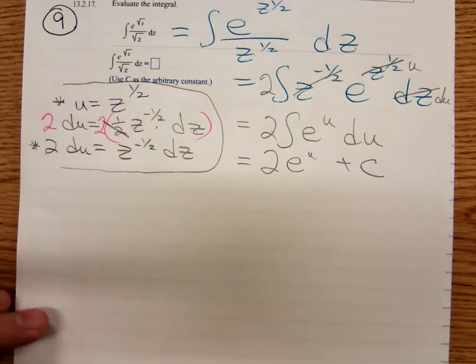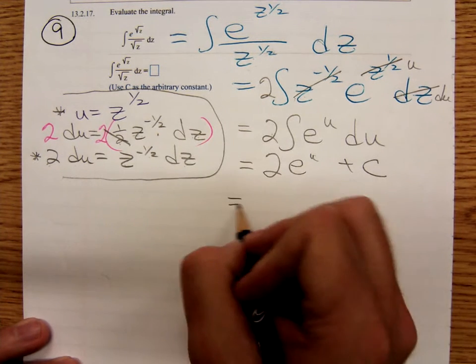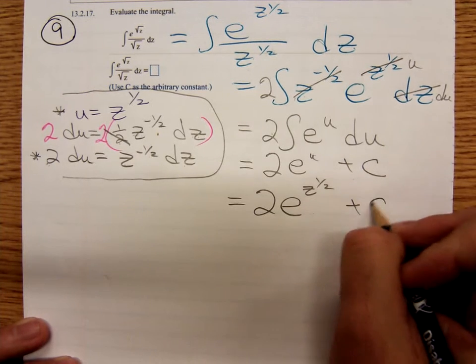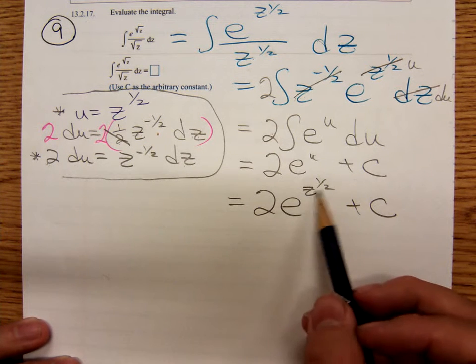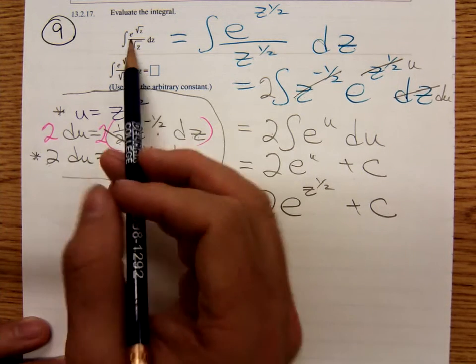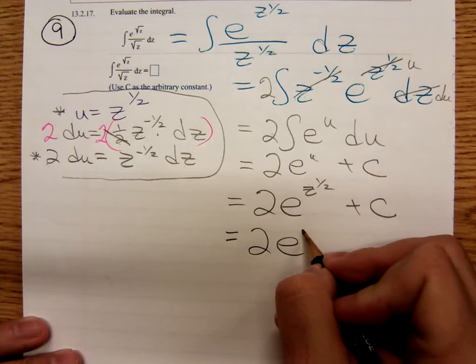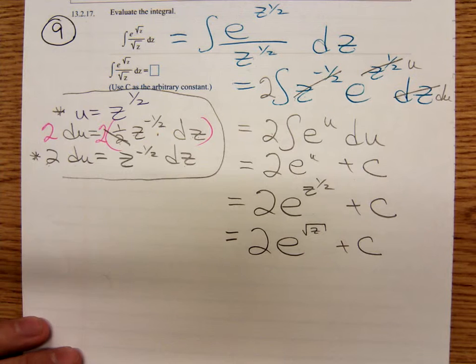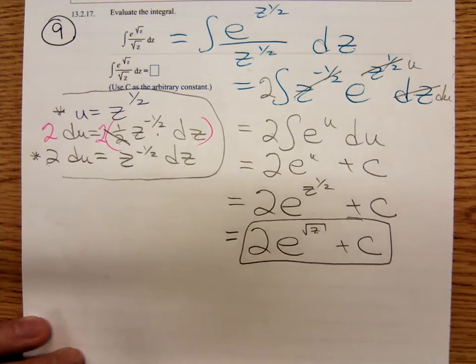One thing left to do. What is it? Okay, so rewrite that u as z to the 1/2 plus c. And I think that z to the 1/2 would look better if I wrote it as the square root of z, the way it was in the beginning. So 2 e to the square root of z plus c for my final answer. Any questions there?